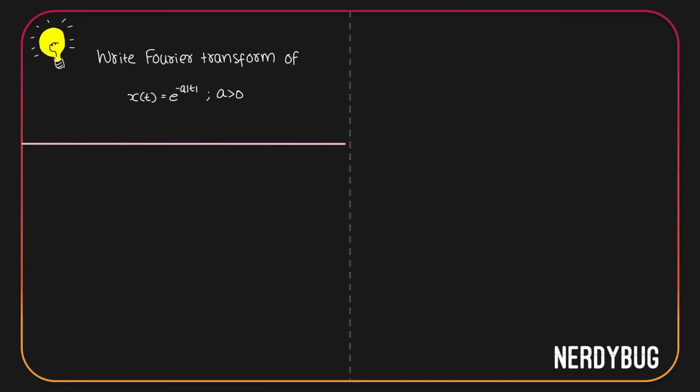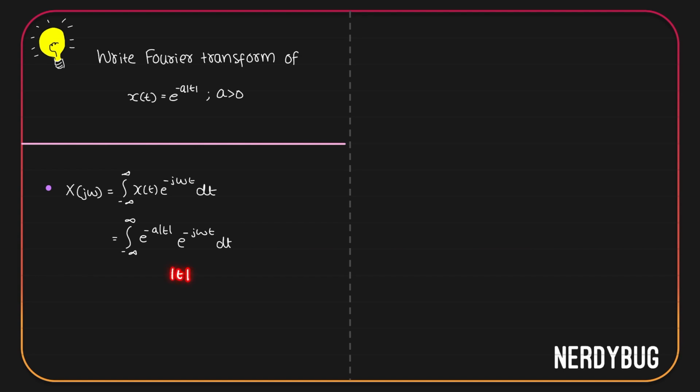In the next problem, we have to write the Fourier transform of x of t, which is e raised to minus a mod of t, where a is a positive value. Fourier transform of an aperiodic signal x of t is given like this. X of j omega is integral from minus infinity to infinity x of t e raised to minus j omega t dt. Here x of t is e raised to minus a mod t. So we get integral from minus infinity to infinity e raised to minus a mod t e raised to minus j omega t dt.